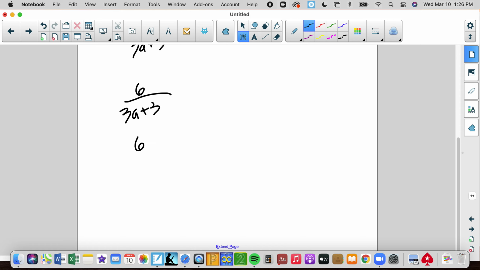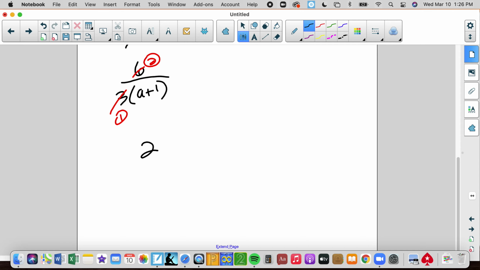We can factor that denominator. We can factor out a 3. And we can cancel that. 3 goes into 3 once. 3 goes into 6 twice. And we're left with 2 over a plus 1.